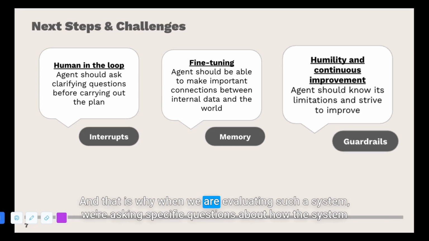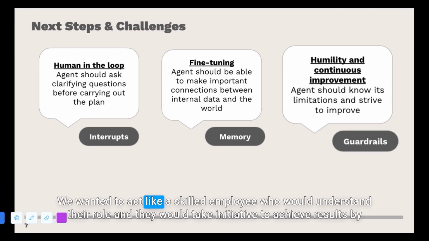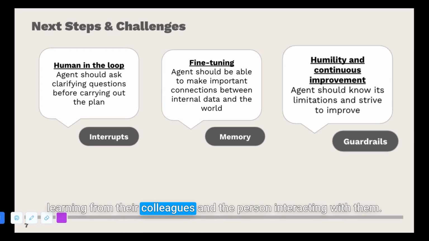And that is why, when we are evaluating such a system, we are asking specific questions about how the system would make decisions and operate independently. We wanted it to act like a skilled employee who would understand their role and they would take initiative to achieve results by learning from their colleagues and the person interacting with them.